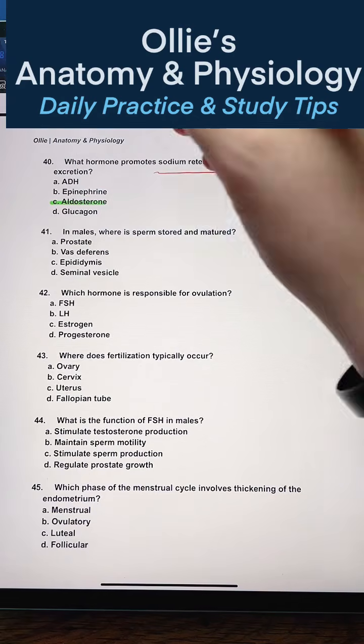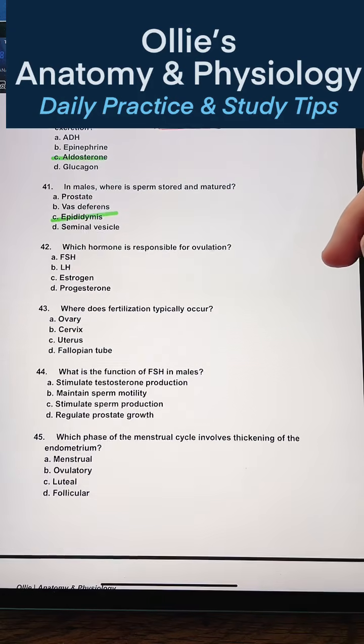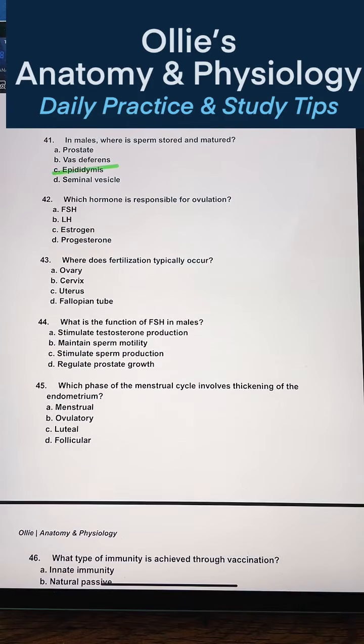Number 41, the answer is C. It's the epididymis. The epididymis is going to store and mature sperm. Prostate will produce fluid. Vas deferens is going to transport sperm. Seminal vesicle is also going to secrete fluid for semen. Number 42, which hormone is responsible for ovulation? Ovulation hormone. What is that going to be? A, B, C, or D?